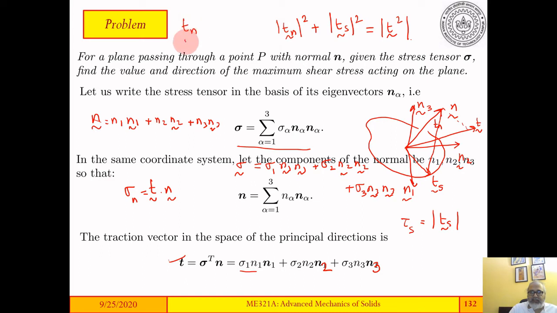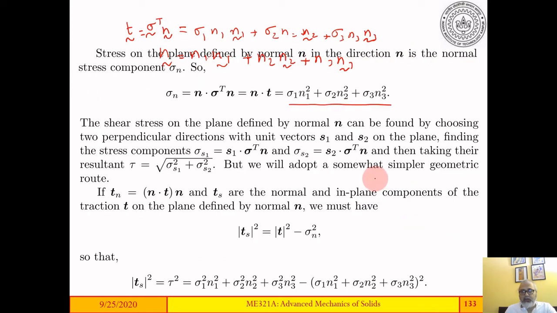The vector Tn is sigma n times n, and Ts would simply be the difference between the two. So Ts square would be T square minus Tn square. That's what we do to get the magnitude of this component of the vector. Ts square is tau square, which comes out to be this one. So we want to know when this will be a maximum, and what the values of n1, n2, n3 are for which it has to be a maximum.